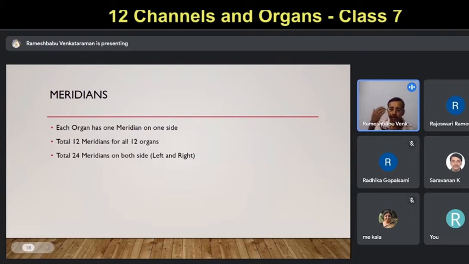And when you select any acupuncture point, you can select either on the left or on the right. It doesn't matter. Both are the same. So for example, if you have a cold, let's say there is a lung point you choose somewhere here. You can choose this point either on the left hand or on the right hand. Both have the same effect. So totally there are 24 meridians, right?